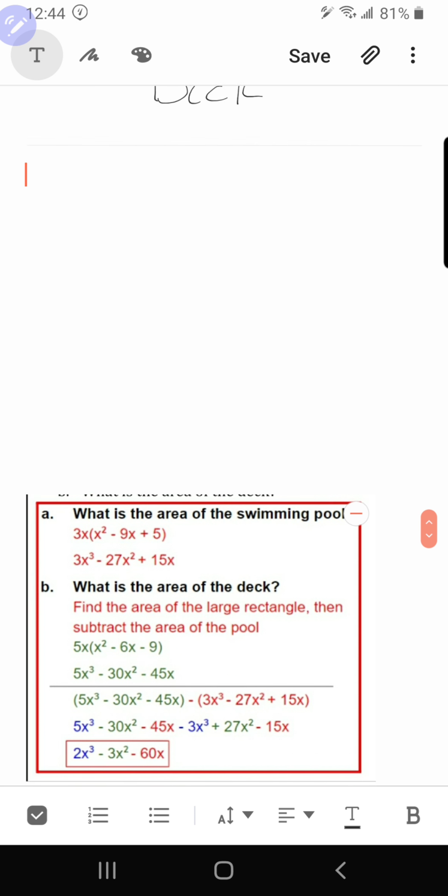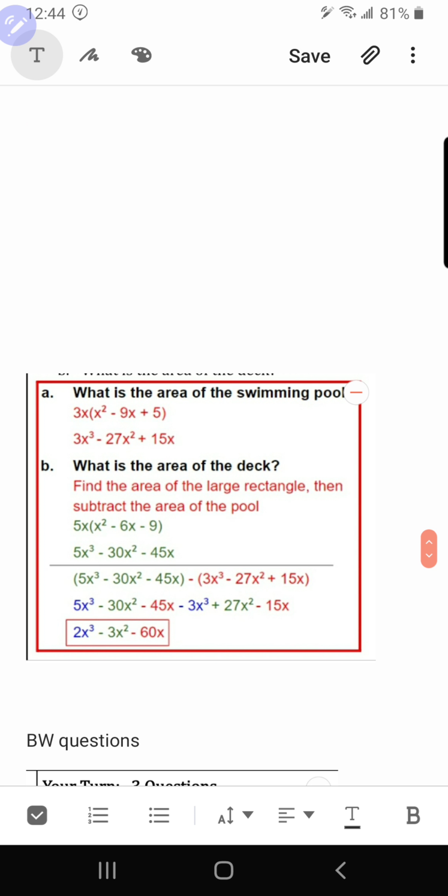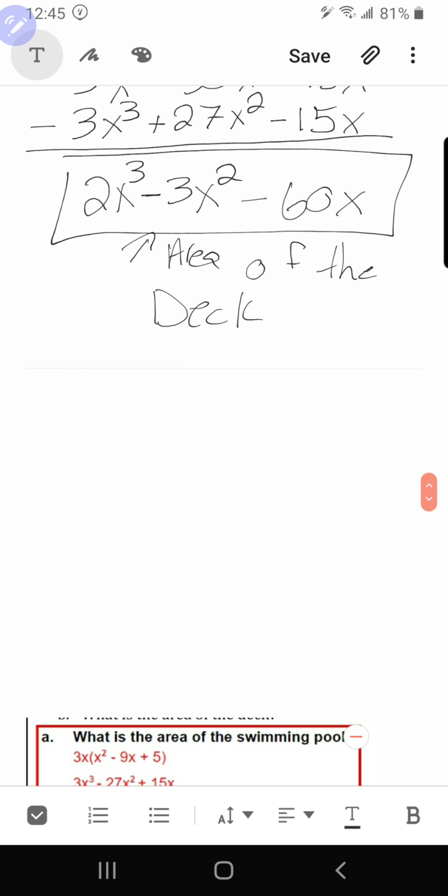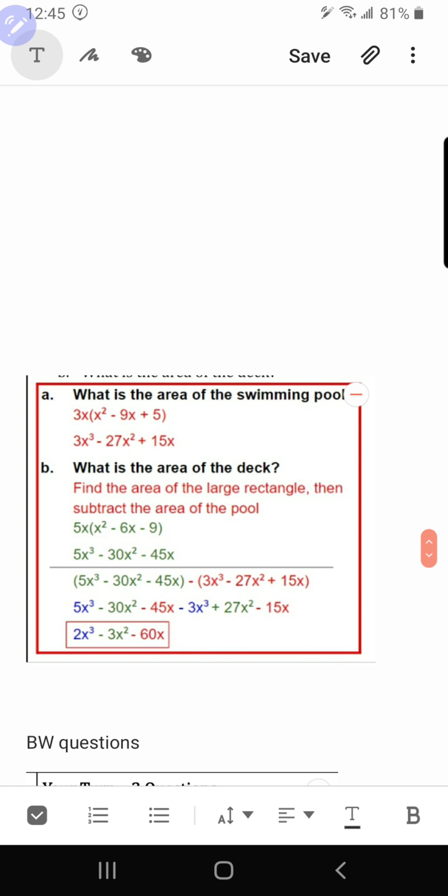Now if we check the answer, I gave it to you step by step. This is what the worksheet looks like. It just says find the area of the large rectangle, then subtract the area of the pool, and that's what we did. We found the area of the pool with the deck, and the area of just the pool by itself. Subtract them. If you look at the answer, 2x cubed minus 3x squared minus 60x, that is the correct answer.